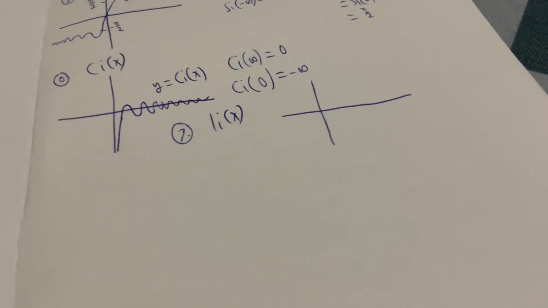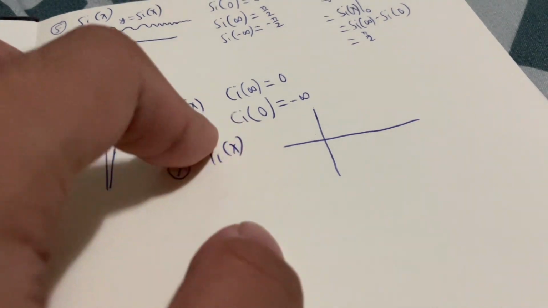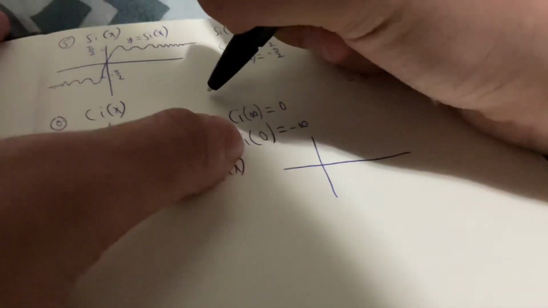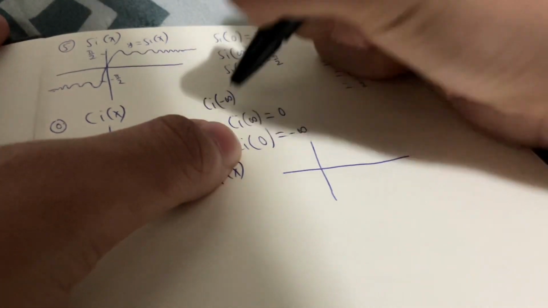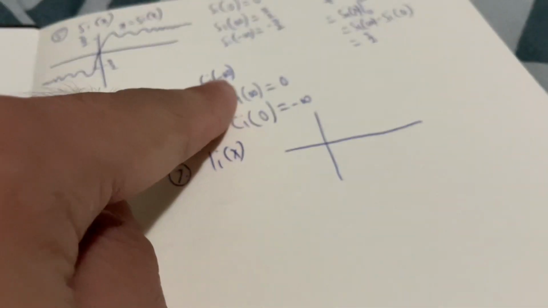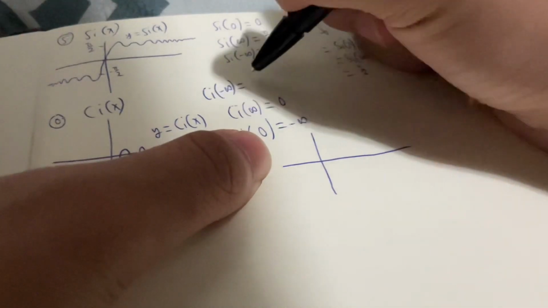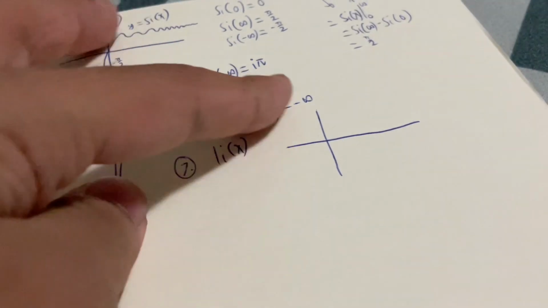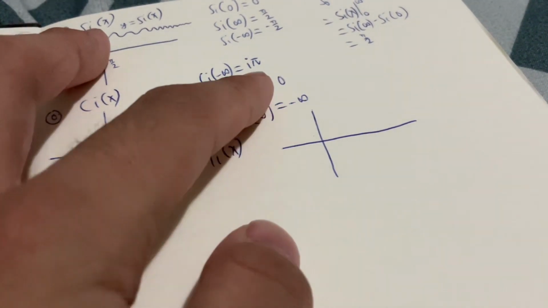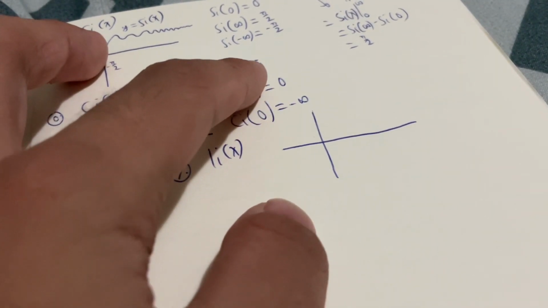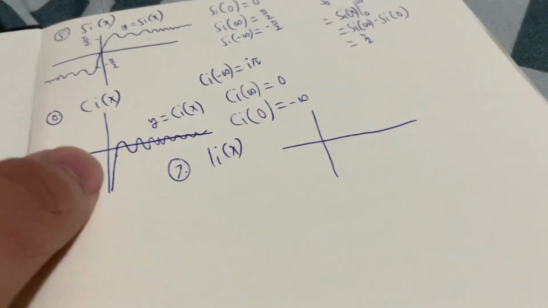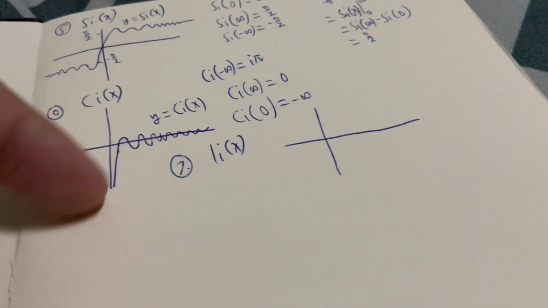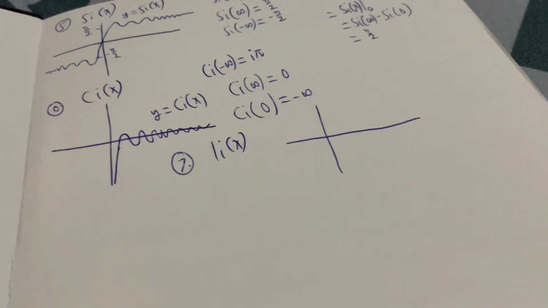I forgot something, and this is really interesting. When I type Ci of negative infinity inside, you get i pi here, and this is the imaginary number. This is really cool. You can tell me why Ci of negative infinity is i pi. So you can check this on your own.